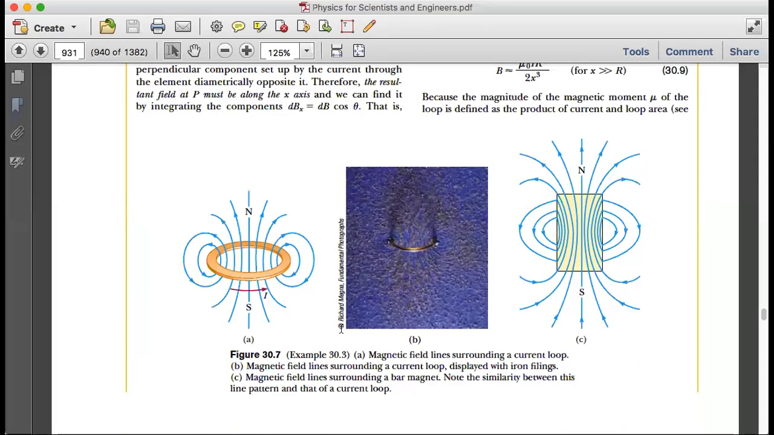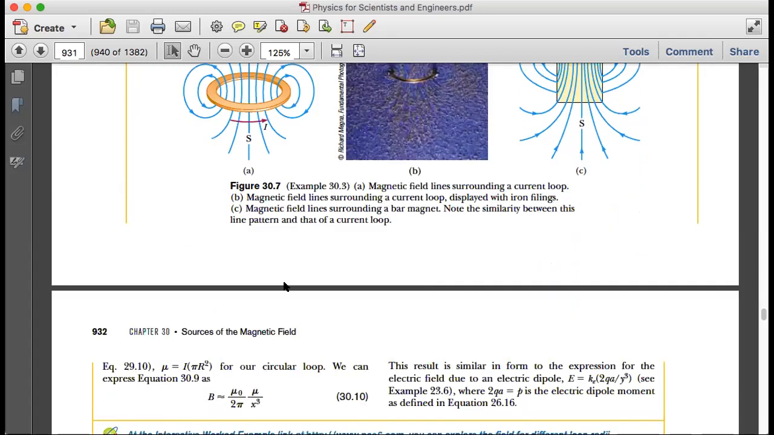This is the picture of the ring, where a current flows around the ring, and the form of the magnetic field is like this, and this forms a magnetic dipole. It's not spherically symmetric. I'm sorry.